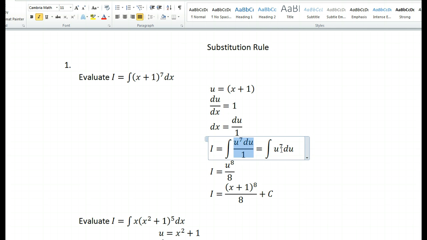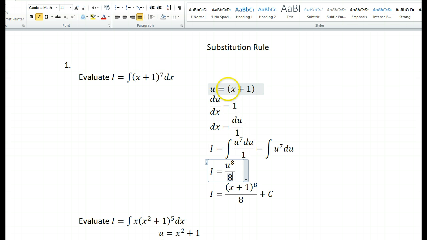Now, integrating u to the 7 du is not hard at all, because you can use the power rule, since your variable is now u and the integrand is just u to the 7. So you need to integrate u to the 7 with respect to u, and the answer will be what? You use the power rule: the 7 becomes 8, so you get u to the 8 and you divide by 8.